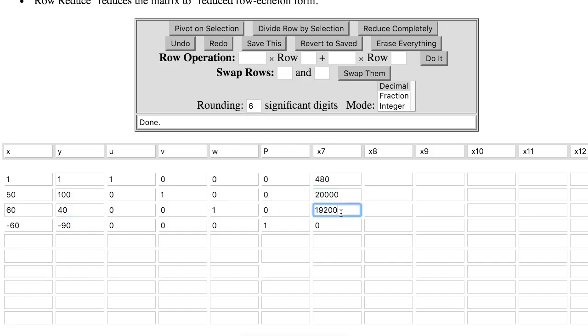40 into 19,200 is going to be more than the previous one because this divisor is so much smaller. So 100 into 20,000 is going to give us the smallest positive ratio, which means the 100 becomes our pivot element. We want to pivot, converting that to a 1 and the other numbers in that column to a 0. By selecting that and clicking pivot on selection, the matrix row operations tool will do that for us. So we've now completed the first step of the simplex method.